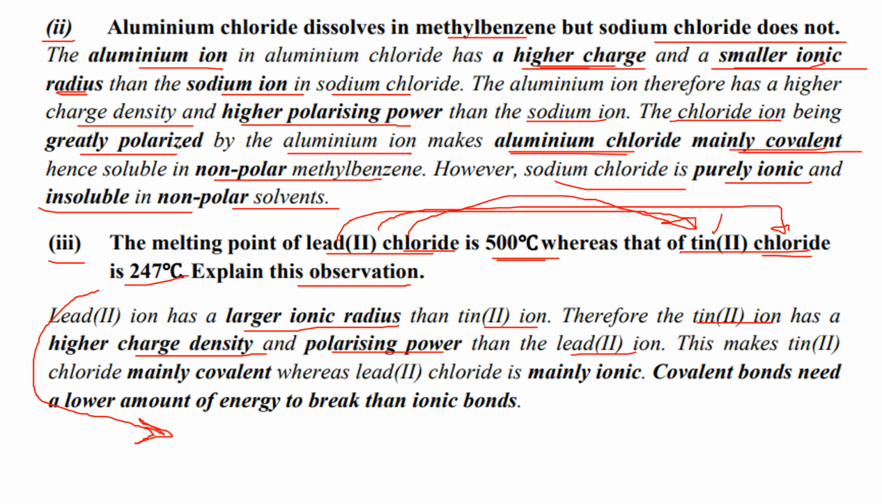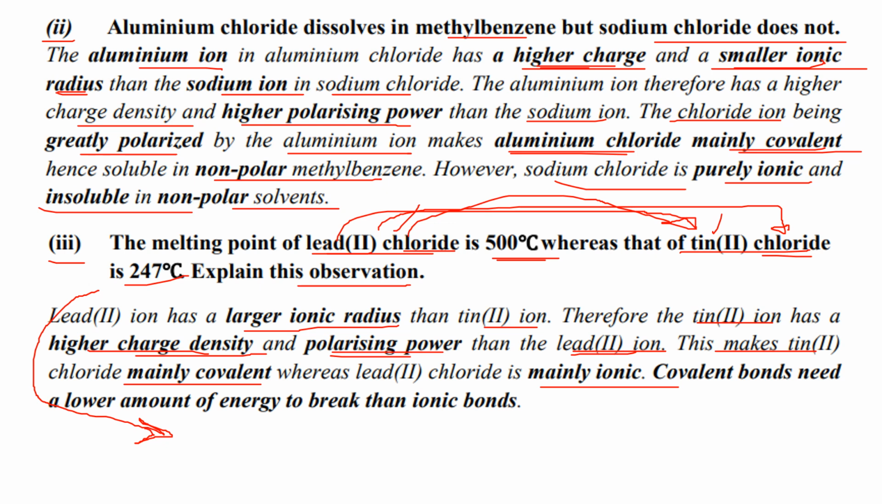If you look at tin and lead, you'll see that tin is above lead, and therefore we expect that tin has a smaller ionic radius. The tin-2 ion has a smaller ionic radius as compared to the lead-2 ion, and we say that the smaller the ionic radius, the higher the charge density, and the higher the charge density, the higher the polarizing power. So that's what this explanation is trying to bring. So you're going to say that therefore the tin-2 ion has a higher charge density and polarizing power than the lead-2 ion, which makes tin-2 chloride mainly covalent, whereas lead-2 chloride is going to be mainly ionic.